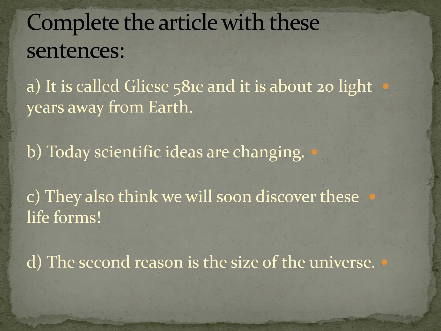Before we read, please have a look at these sentences. Complete the article with these sentences. You will have missing gaps in the article and you will have to fill in the gaps with these sentences. A, it is called Gliese 581e and it is about 20 light years away from Earth. B, today's scientific ideas are changing. C, they also think we will soon discover these life forms. And D, the second reason is the size of the universe.